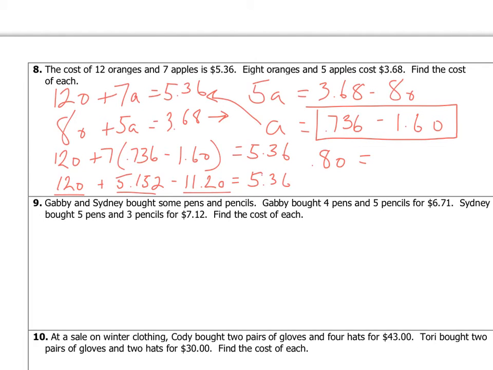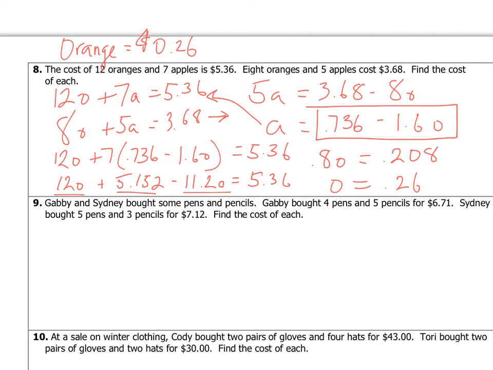5.152 needs to go to the other side. It will subtract. All right, so we're going to have 5.36 minus 5.152. This turns into 0.208. All right, we're getting closer. Now we just need to divide by this 0.8, and we get O, which remember are oranges, turn out to be 0.26. Again, we're talking cost here, 26 cents for an orange. I think that sounds good. So oranges are 26 cents.